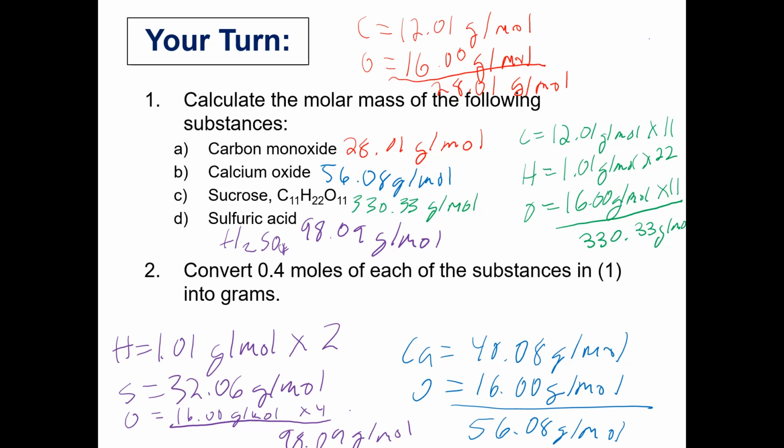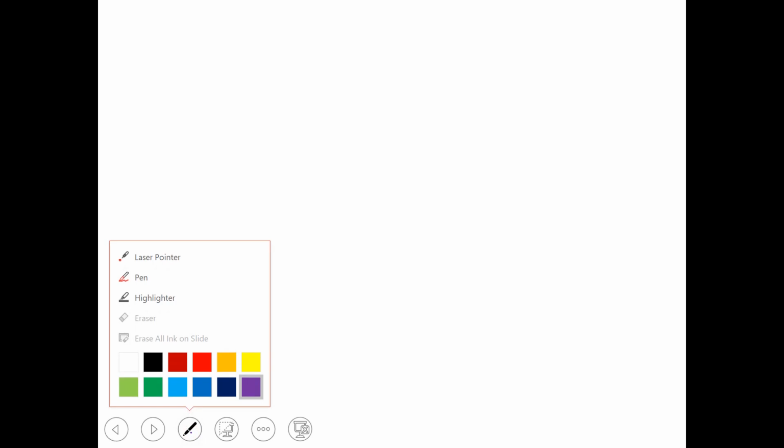So let's try converting these from 0.4 moles of each of these substances into grams. So if we start with carbon monoxide, if we have 0.4 moles of carbon monoxide, we said that carbon monoxide had a molar mass of 28.01 grams per mole. So, since we have moles to start with, moles needs to go on the bottom of the next step.